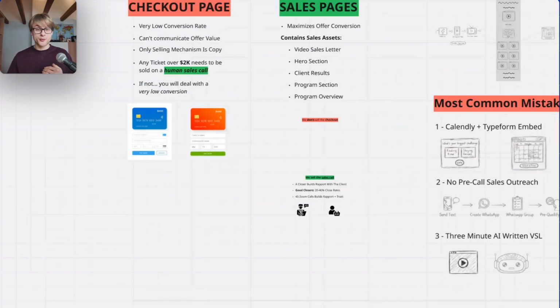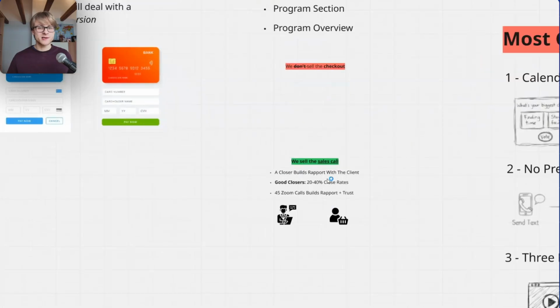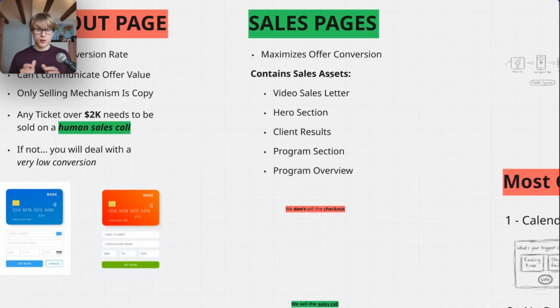So really make sure it aligns with your ticket price. And this VSL funnel generally works the best for high ticket offers. Okay. So as we said, the VSL funnel is essentially a call funnel where we're selling the call, where then a closer has the highest probability to close this lead. And we have an entire sales page for this call.